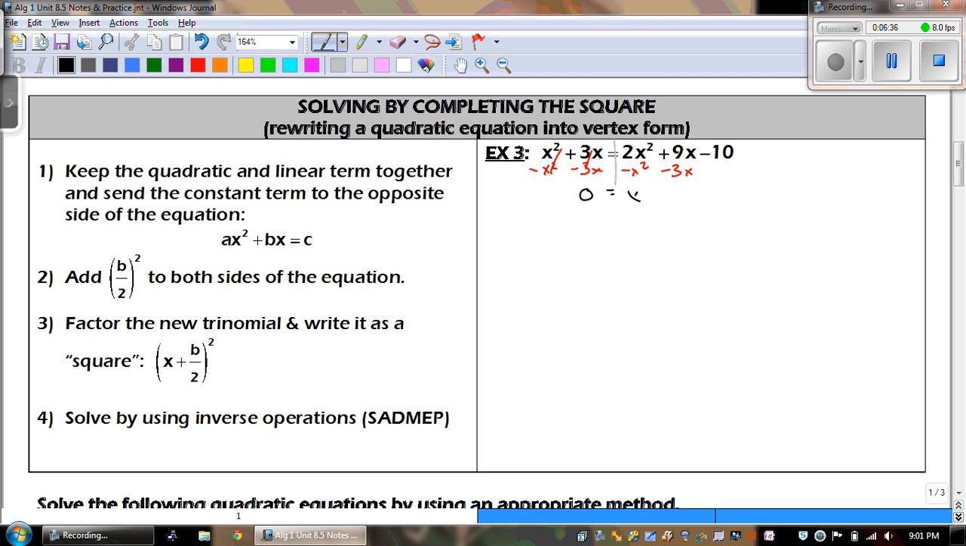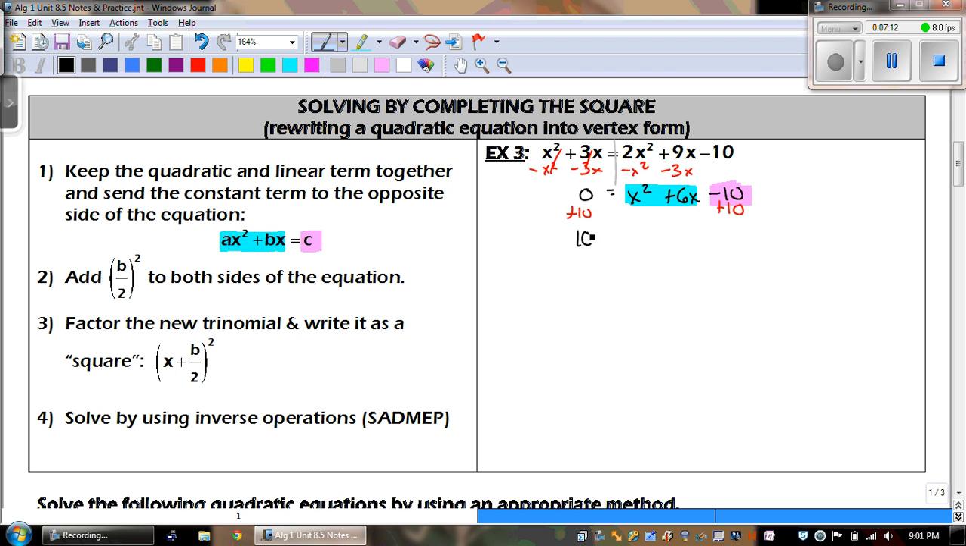0 equals x squared plus 6x minus 10. And if you notice, that's exactly what we had in example number 3. Okay? So I want my constant term on the other side. See how we have ax squared plus bx? We want those two on one side, and I want the negative 10 to be moved. So if I'm going to move that negative 10, I'm going to add 10 to the other side.